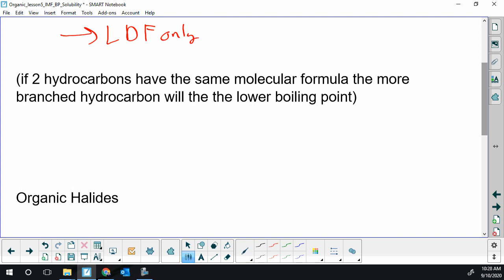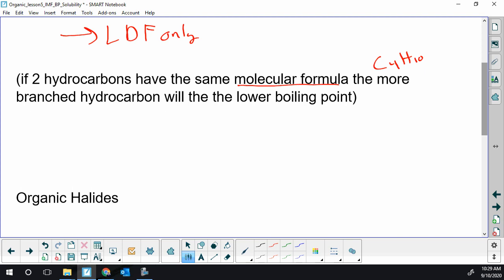The only quirk you have is if you have isomers that have the same molecular formula. So maybe you're looking at a couple of C4H10s, and you're trying to decide which one would have the higher or lower boiling point. We look at the more branched one will have the lower boiling point. This is only if you're kind of a tie for the number of electrons.